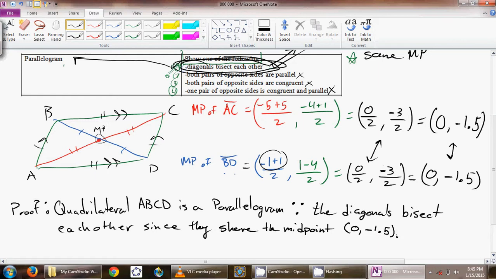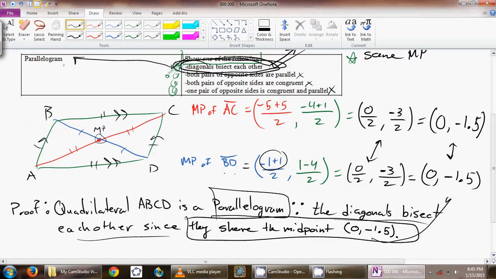That's the proof. So you can kind of close this out now if you like. I'm just going to quickly talk about the proof and why it makes sense. Quadrilateral ABCD, the thing they gave us, is a parallelogram, the thing they're asking us to prove, because the diagonals bisect each other. The one thing I had to show to prove that the thing they gave me is a parallelogram. How did I know the diagonals bisect each other? Well, because they share a midpoint, and that's the one I found for both of them. Quod erat demonstrandum, thus proving what we set out to demonstrate.